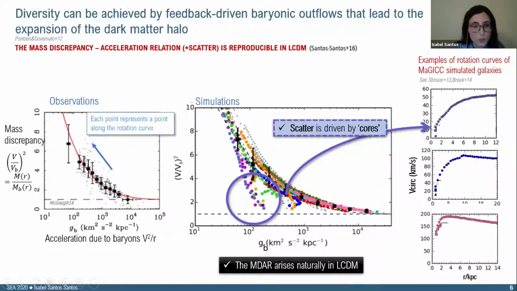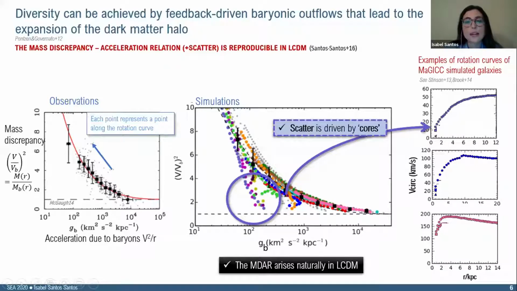In this figure, each point represents a point along a rotation curve and is read from right to left. Although there are lots of galaxies plotted in this figure, in general, they fall on one main single trend. We used the MAGICC galaxies and showed that this main trend was also reproduced within lambda CDM, proving the realistic mass distributions.